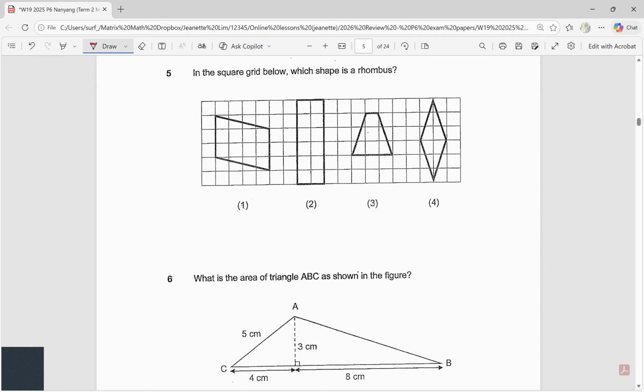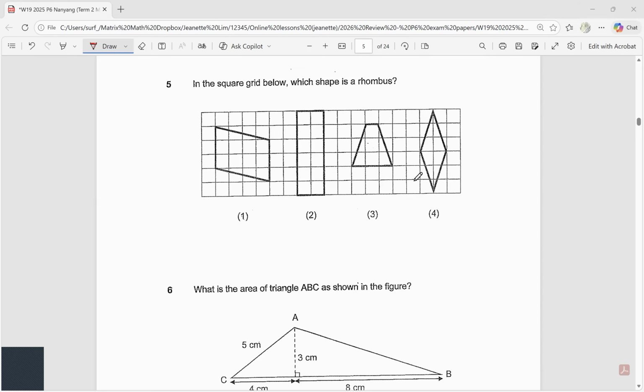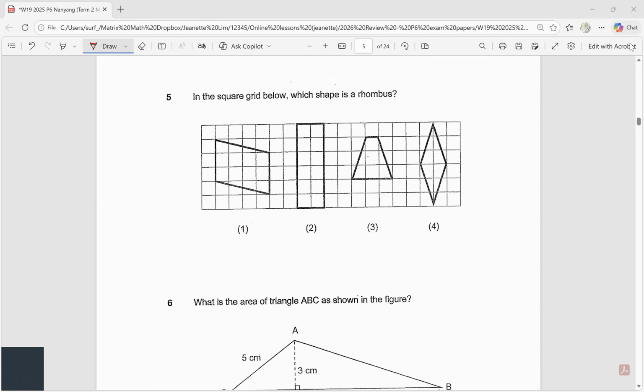Question 5, in the square below, which one is a rhombus? So what's so special about a rhombus? In a rhombus, you have 2 pairs of parallel lines, and in a parallelogram, you also have 2 pairs of parallel lines, right? Same as square and rectangle. But to differentiate a rhombus and a parallelogram, the difference is that for a rhombus, you have 4 equal sides. Okay, so make sure you have 4 equal sides.